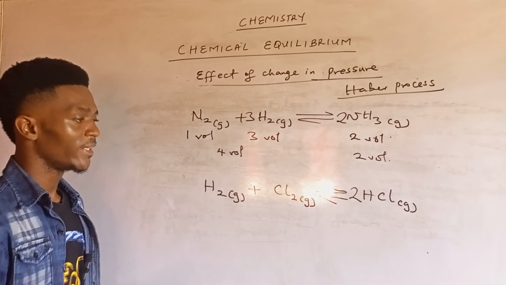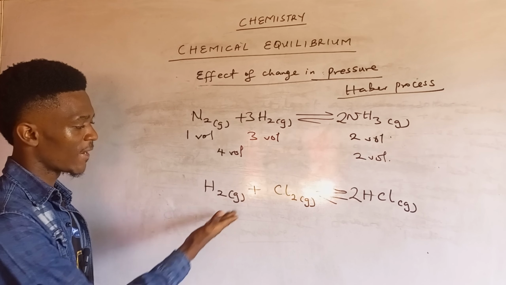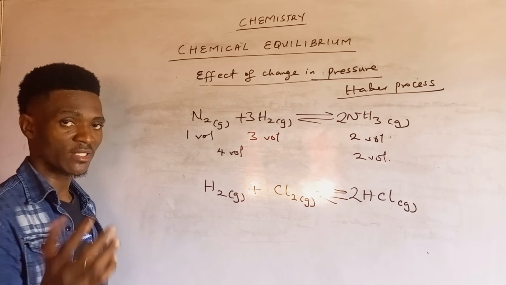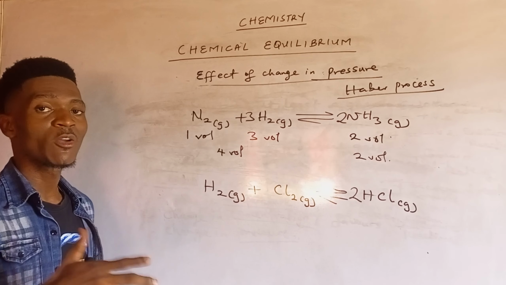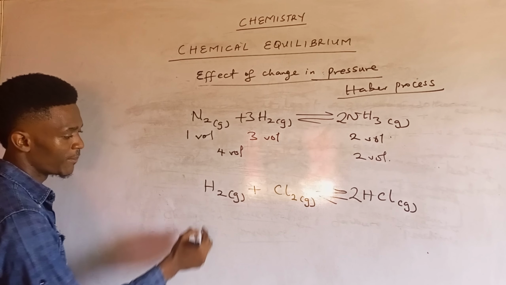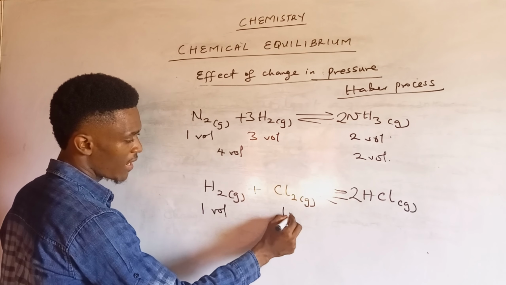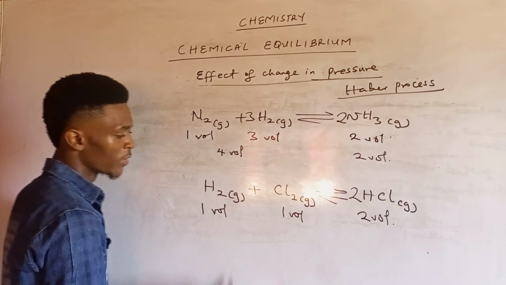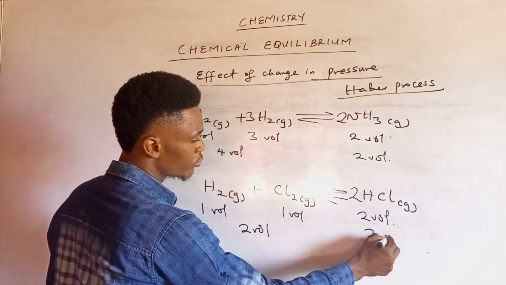Let's confirm. In obedience to the first principle, the first principle has it that we are having gases all through. So of course it has obeyed the first principle. Then what about the second principle? There must be unequal gaseous volumes. Let's confirm. The volume of gas here is 1 volume, then this one is 1 volume. But in this case it's 2 volumes. You see it now? So when you sum up this, it gives 2 volumes, while this still remains 2 volumes.